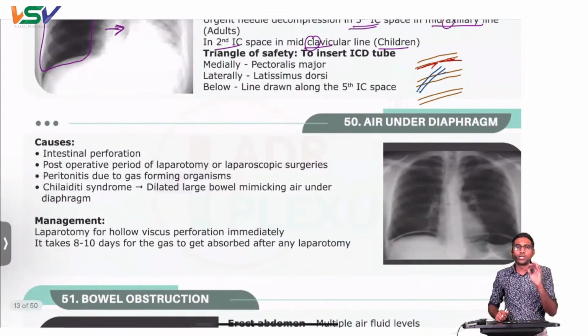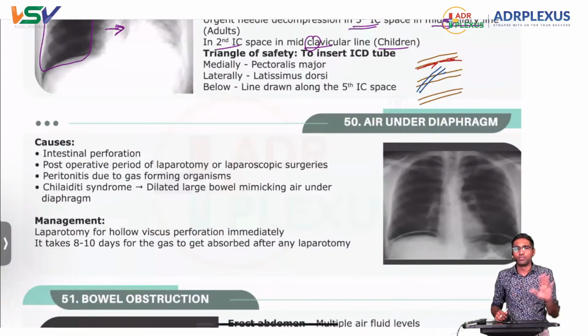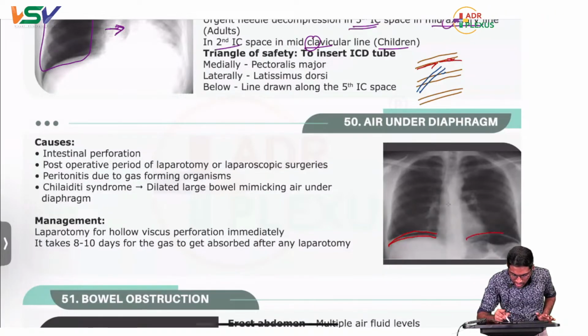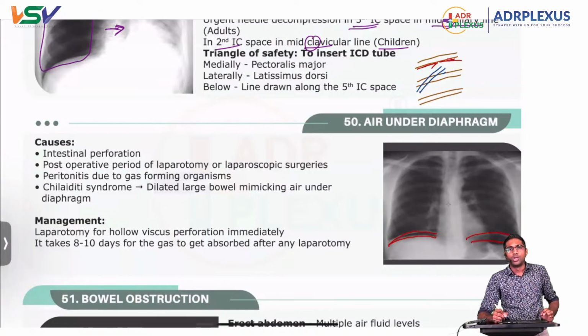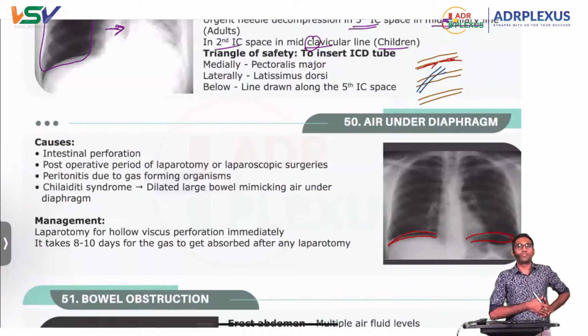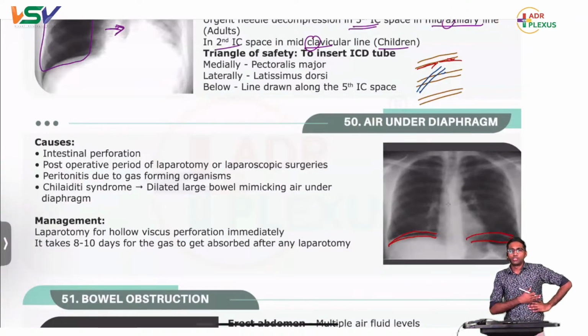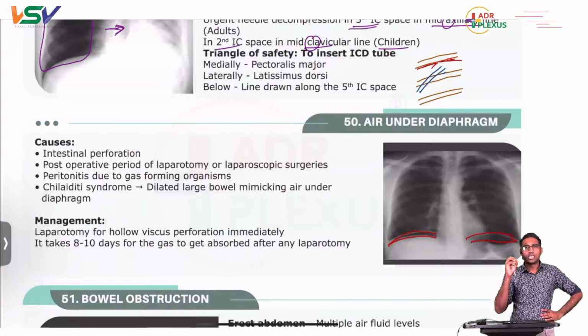Next, another important X-ray finding, air under diaphragm. Repeatedly asked image-based question. Air under diaphragm is just this black colored thing that is present here on both the domes of the diaphragm. So for example, if you get an X-ray with air under diaphragm only on the left side, you should always rule out a normal fundus air shadow.